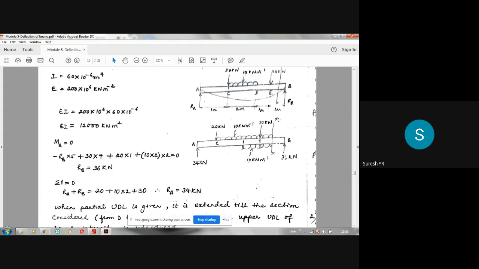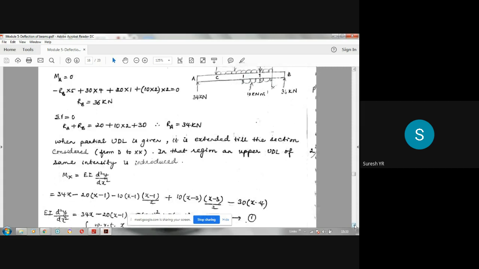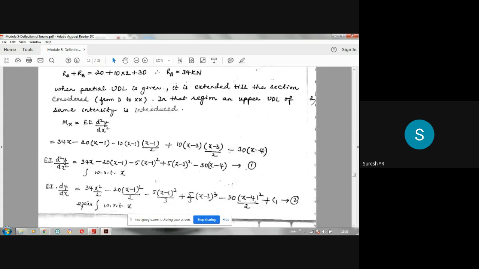See, I will say it once again: bending moment at XX, Mxx, is equal to 34 into x minus 20 into x minus 1 minus 10 into x minus 1 into x minus 1 by 2 plus 10 into x minus 3 into x minus 3 by 2 minus 30 into x minus 4. I have written all that here. This is the bending moment. Understood? Same, whatever I have told, that is written here.